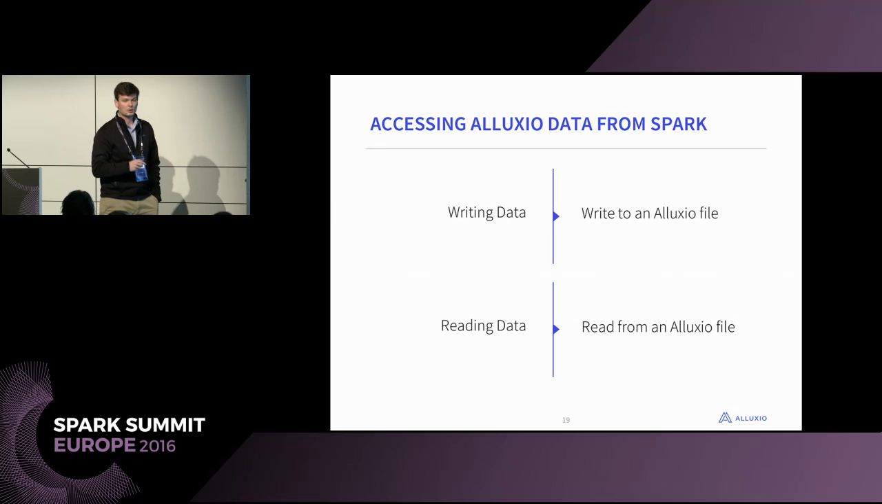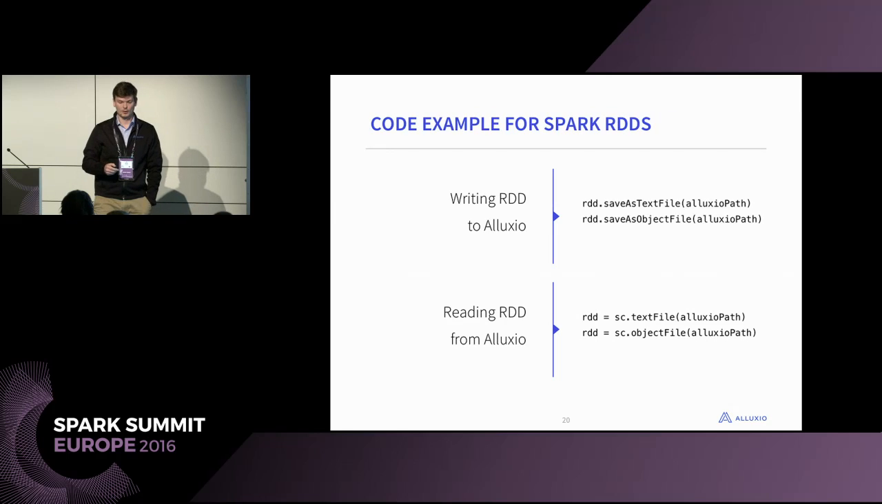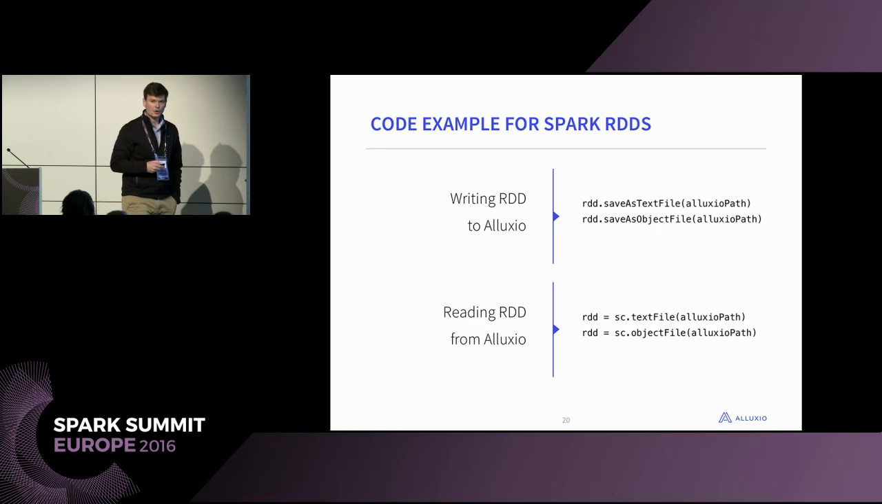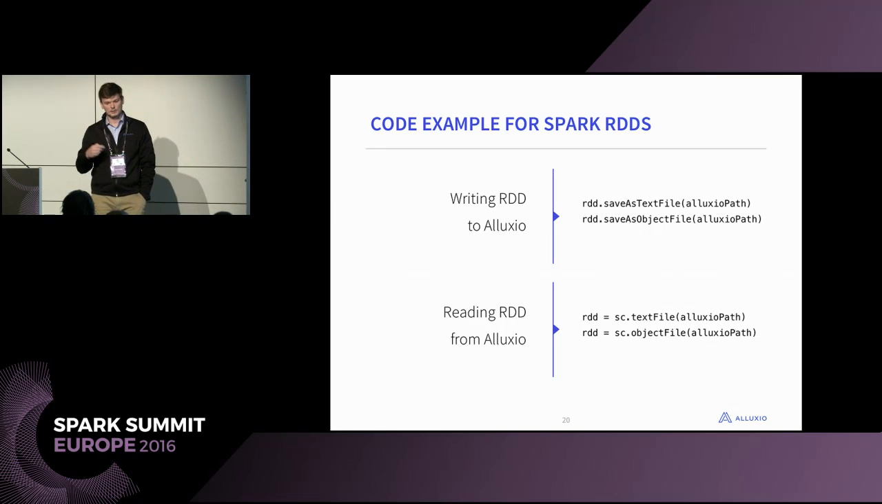At this point, I would like to talk about the recommended way to use Alluxio with Spark, which, by the way, is very simple. In order to write data to Alluxio, you simply write them as an Alluxio file. And in order to read data, you read them as a file from the Alluxio file system. To transform this into an API invocation in Spark, for an RDD, you could either represent it as a text file or an object file. And we recommend a text file, and you will see why in the performance benchmarks.